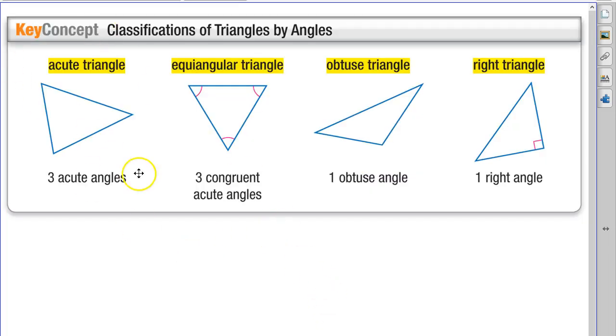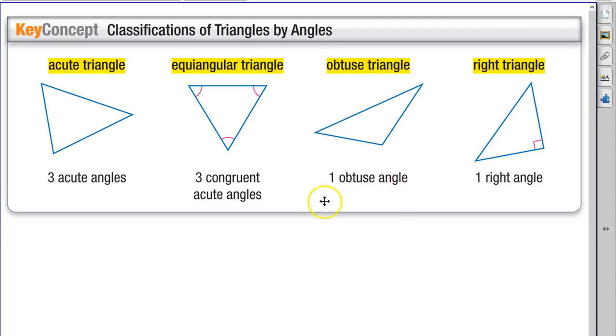So first of all, acute triangle. All three angles are acute. So your first two are acute and then the third one as well. Equiangular, we'll come back to this, but it's going to be three congruent acute angles. It is not equal angular, it's equiangular, E-Q-U-I-A-N-G-U-L-A-R.